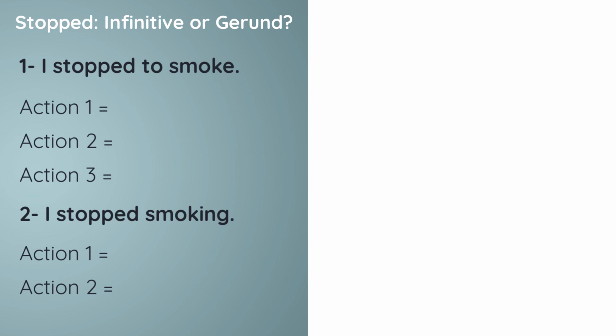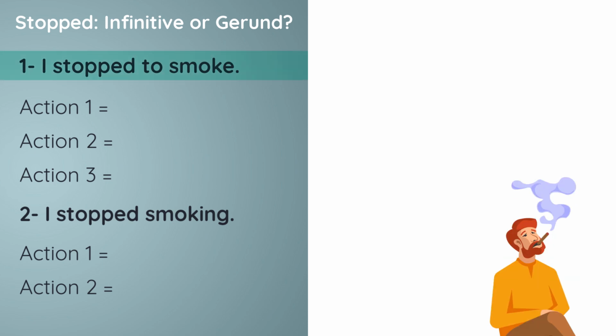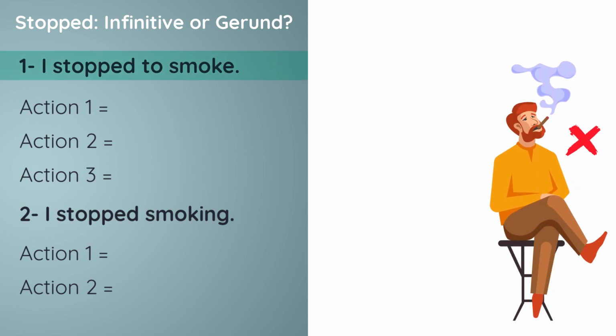Okay, so I now have the sentence, I stopped to smoke. Do you think this is an example of an infinitive or a gerund? Well, if you notice, we have to. This is our hint. We are looking at the infinitive. So we have our subject, I, our first verb, stopped, to, and our second verb, smoke. So what does this mean? I stopped to smoke.